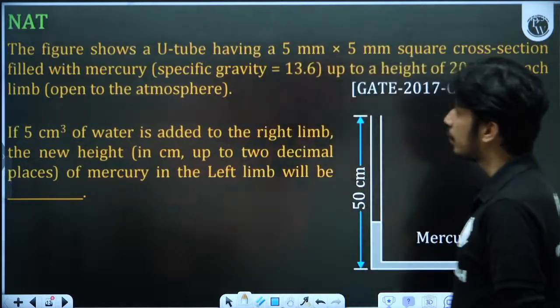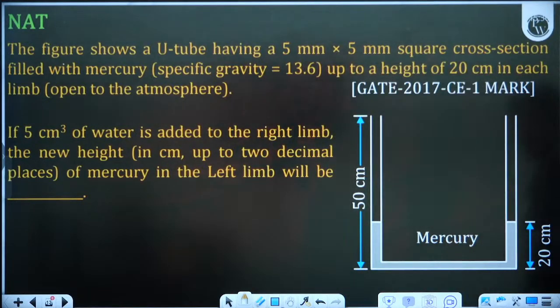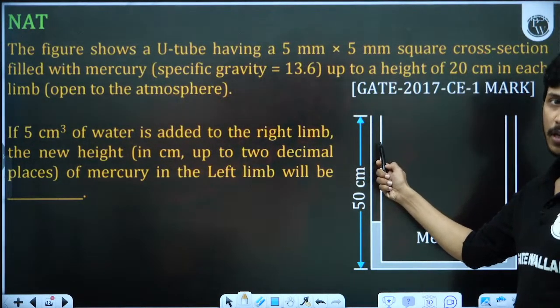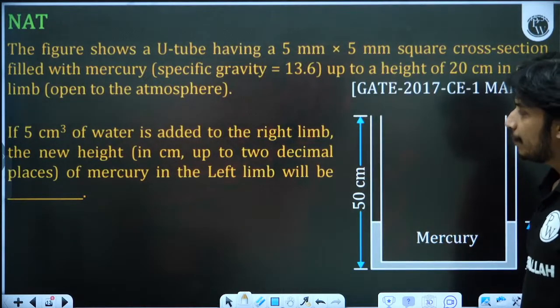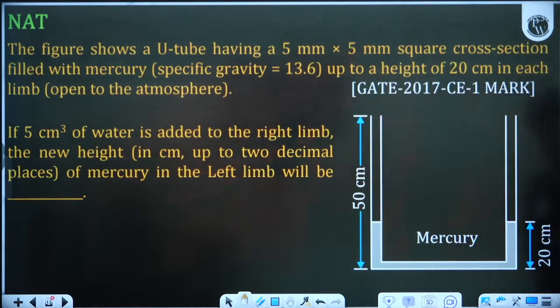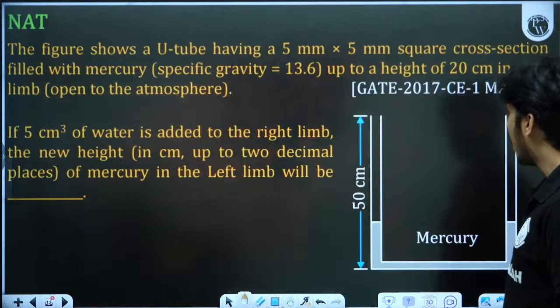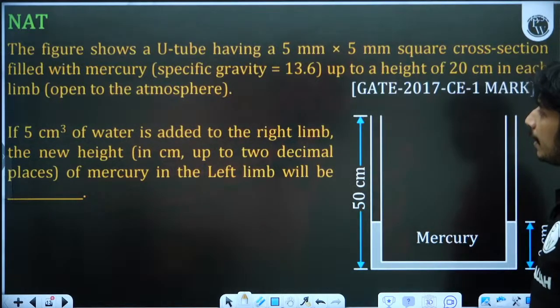So the figure shows a U-tube having 5 by 5 centimeter square cross section. So this is not a tube of circular cross section. This is a square cross section filled with mercury, specific gravity 13.6. Here mercury is there, up to a height of 20 centimeter in each limb open to atmosphere. Then 5 centimeter cube of water is added to the right limb.